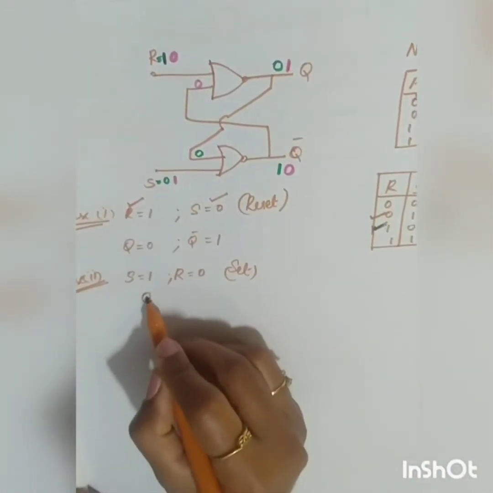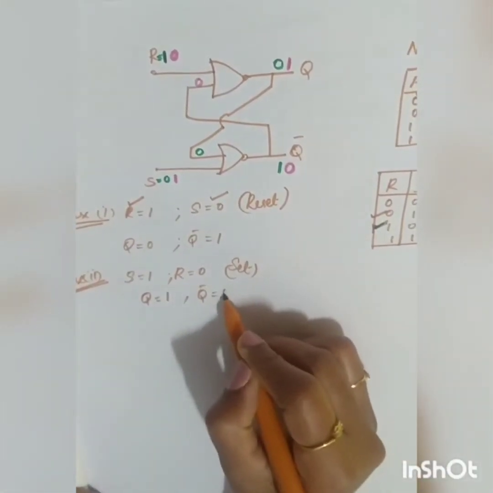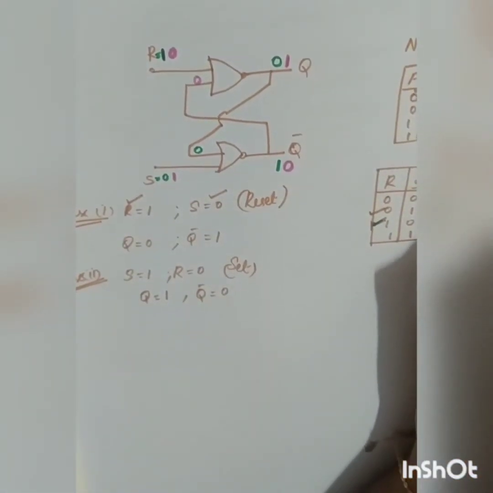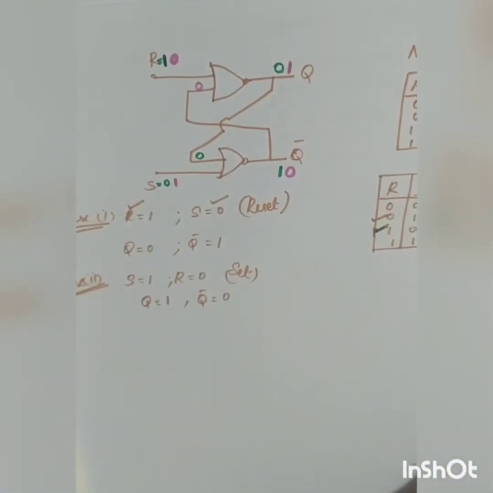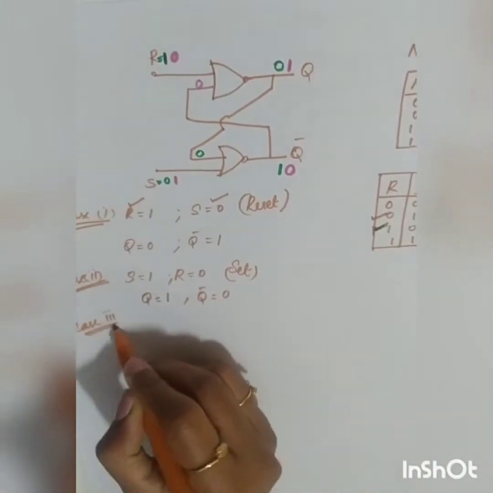So what is the condition now? Q is equal to 1, Q bar is equal to 0. Okay, so now what is the value for Q? It is in the set condition. Now Q will be equal to 1. Okay, now you have got the second one. Now let me move on to case 3.